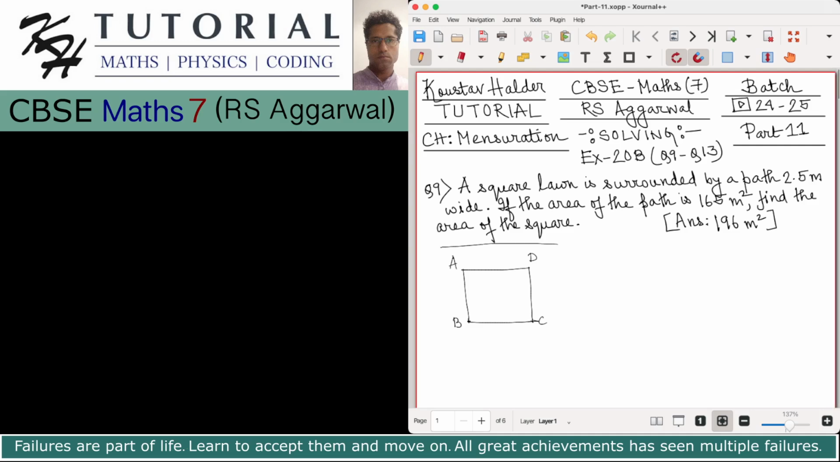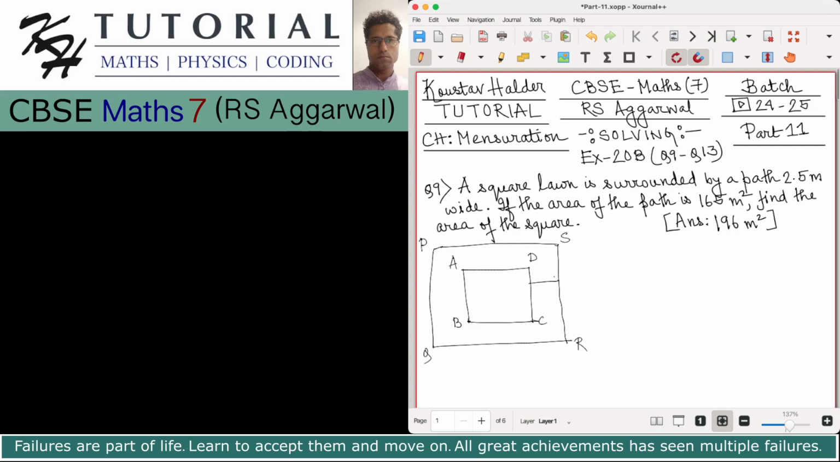So let's say this be the outer boundary. I'm very sorry, my diagram will be very approximate. As you can see, the straight lines are not even straight. So let's say this be the outer boundary, the square PQRS. The square PQRS is the outer boundary of the path.